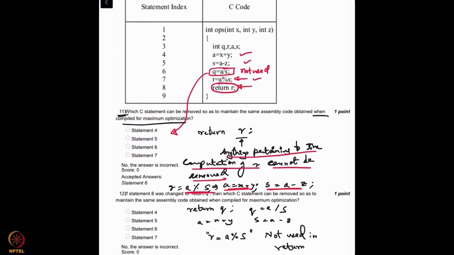In this case, R equals A percent S from here, and A is computed using X plus Y, S is computed using A minus Z. So we need this, this and this. But Q is not used anywhere in R. Hence, Q can be removed. Q equal to A by S, this statement can be removed. Hence, statement 6 can be removed.